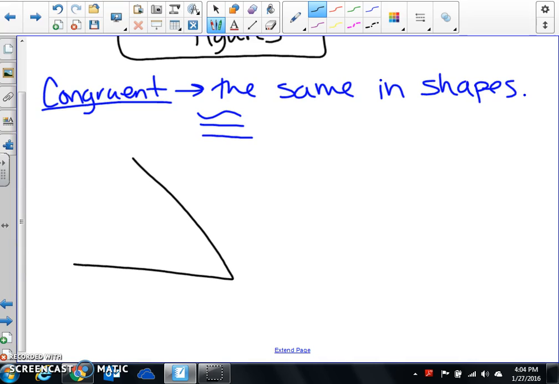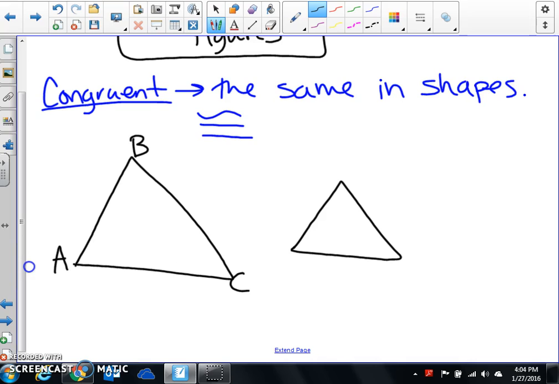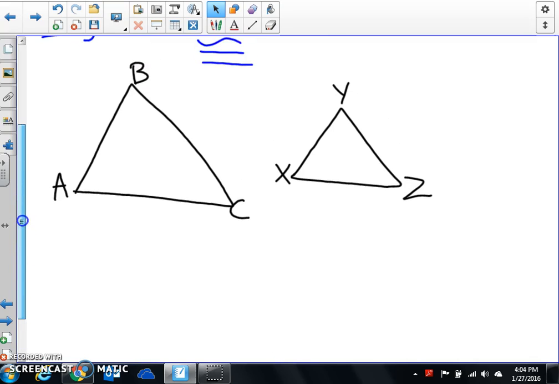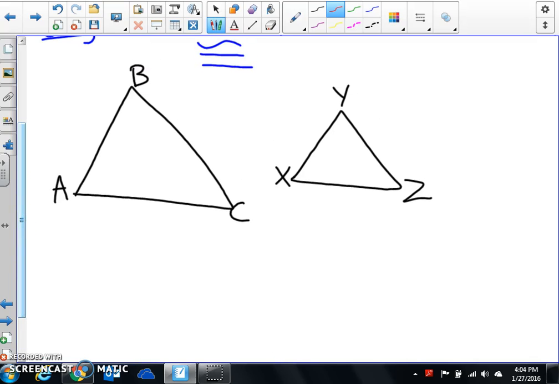Now, let's say we have two shapes. Let's do two triangles, and we want to know if they are congruent. This is triangle A, B, C. Let's just make this X, Y, Z. Okay? They're going to give us the angles, and we know the angles because they're going to have these little notches. It looks like your antenna or something.